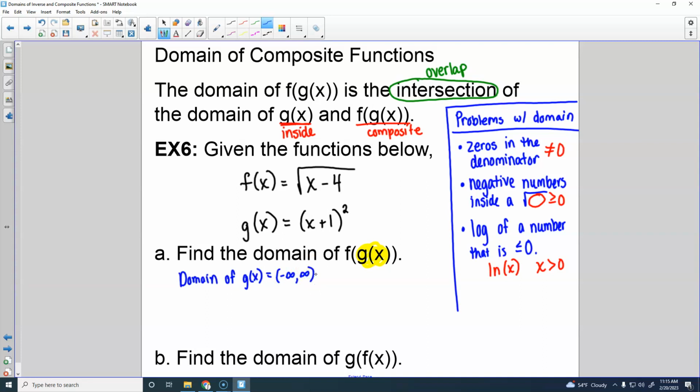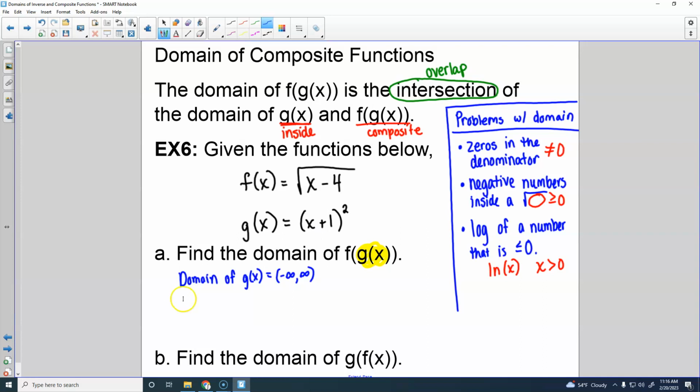Other ways to think about it, it doesn't have any of these problems. It doesn't have a 0 in the denominator because it doesn't have a denominator. It doesn't have negative numbers inside a square root because it doesn't have a square root. And it doesn't give you trouble with logs because it doesn't include a log, right? So the inside function does not have any restrictions on its domain.